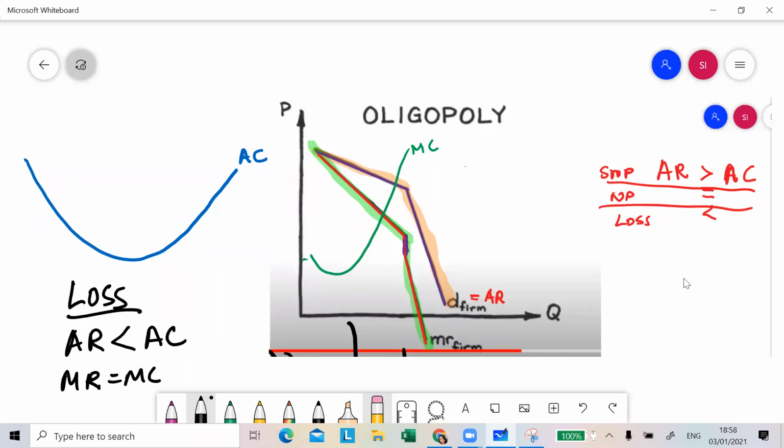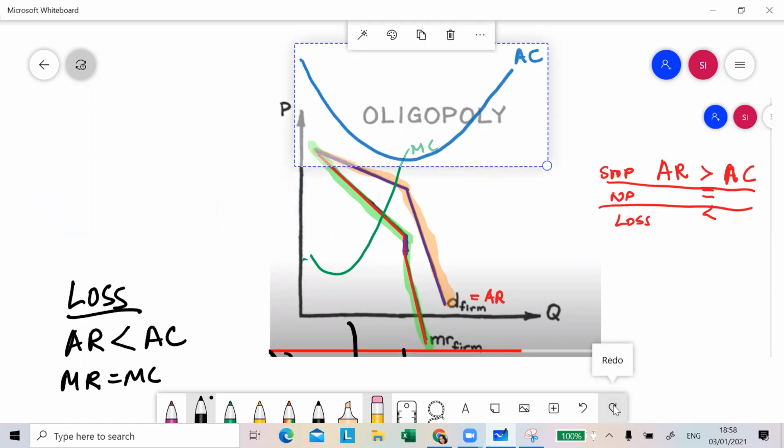Now we are going to find out how the graphs will reflect if an oligopoly firm makes a loss. Ensure to remember the rules. Here, AC is greater than AR, and MR is equal to MC. So I'm going to place my AC curve above AR to ensure that the firm is making a loss.